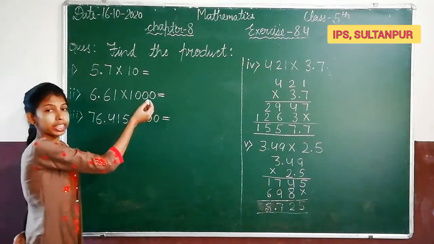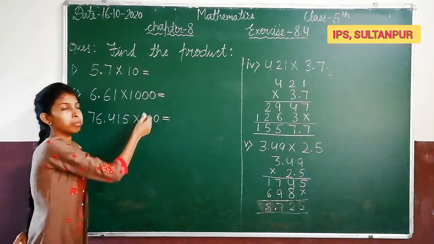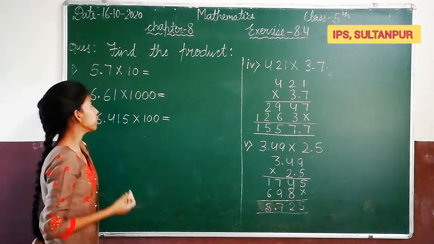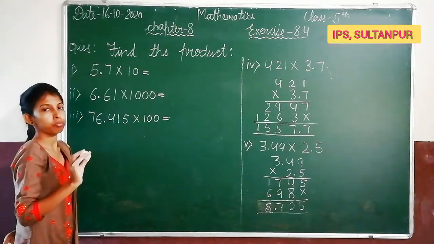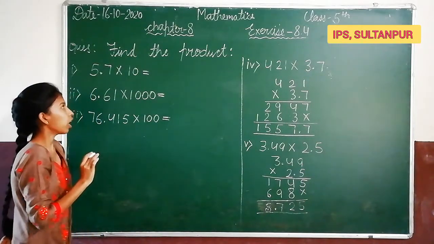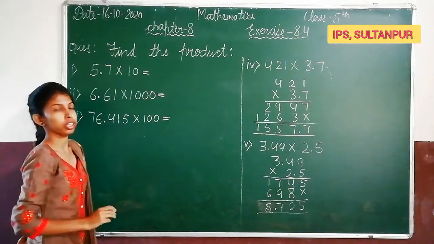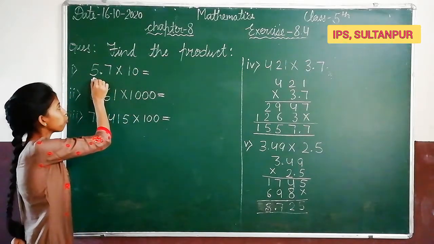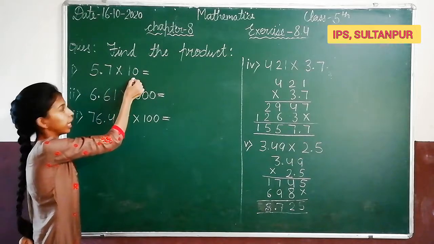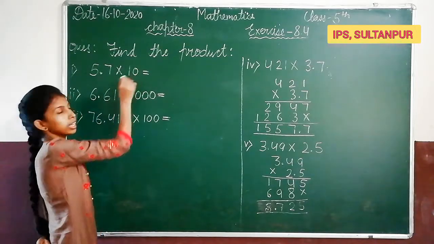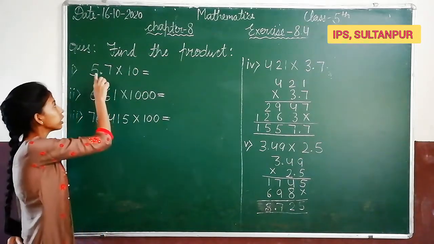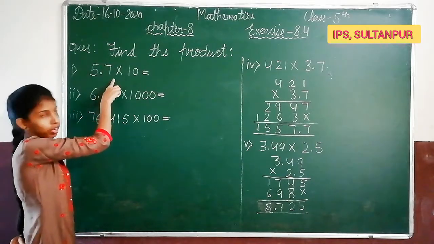decimal with 10 or any multiple of 10, then the decimal just shifts from its place according to the number of zeros. Like here we are multiplying 5.7 with 10. The number of zeros in 10 is 1, so the decimal will shift after one digit.